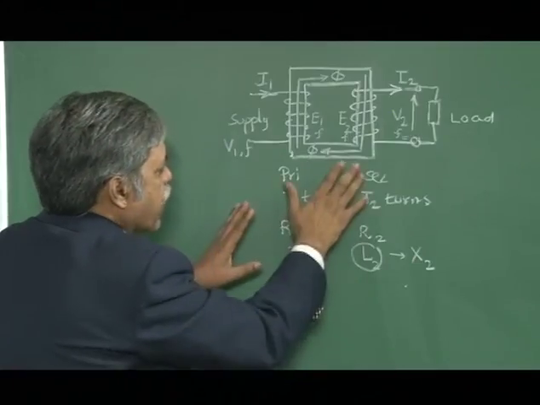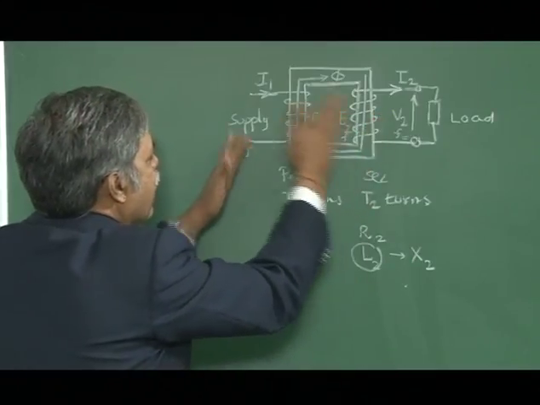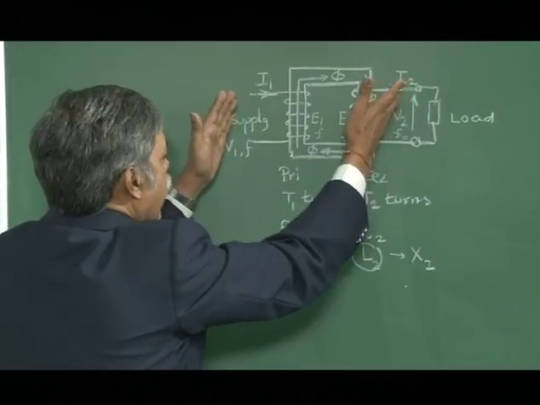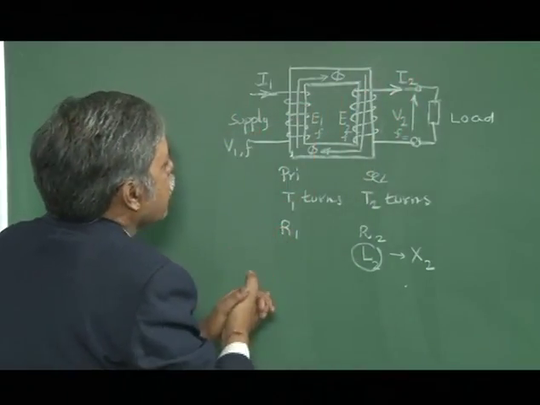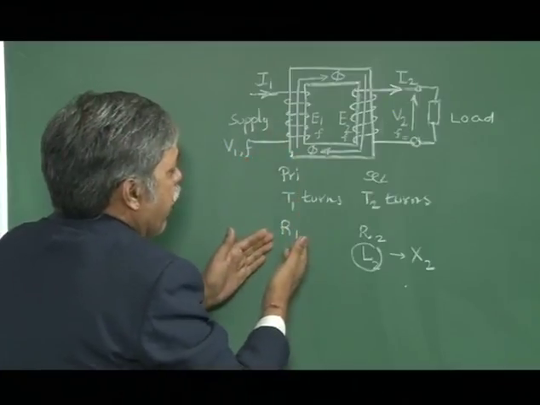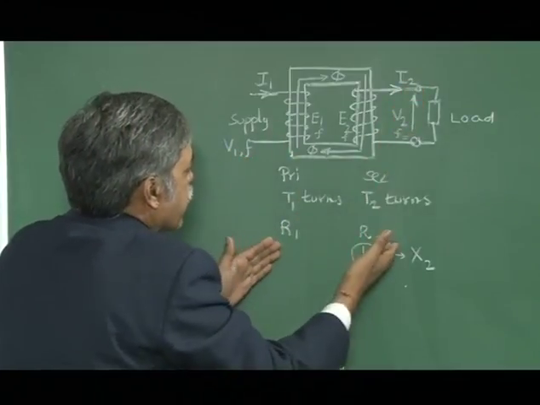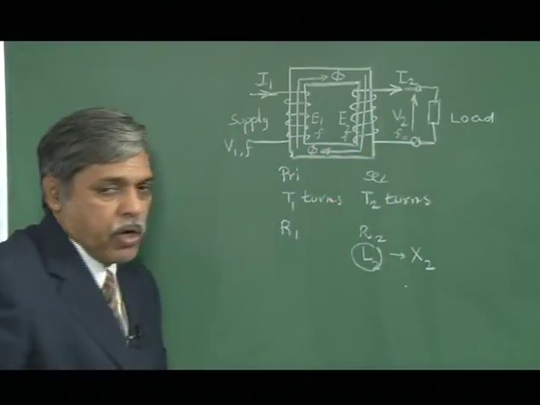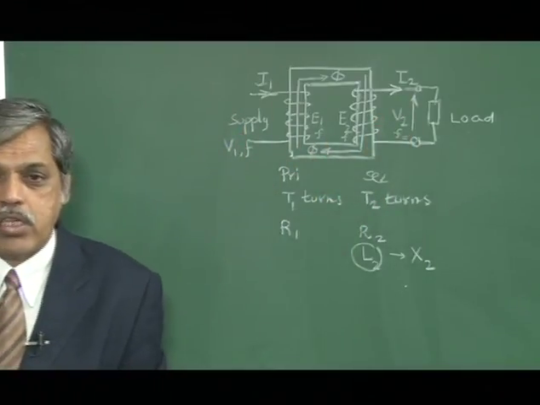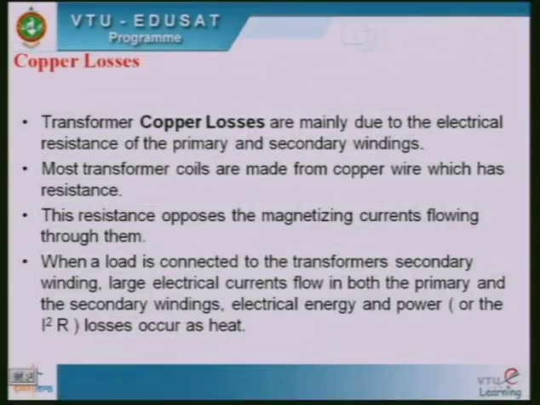So I have the transformer with two windings carrying different currents. Both windings will have copper loss, or I square R loss: I1 square R1 in the primary winding, I2 square R2 in the secondary winding. Add up these two, and I will get the total copper loss, or total I square R loss, in the transformer.